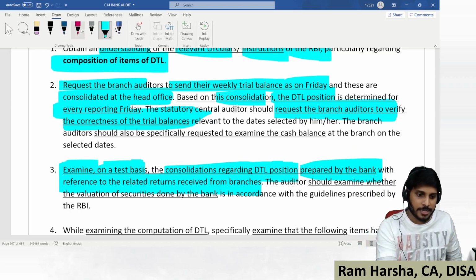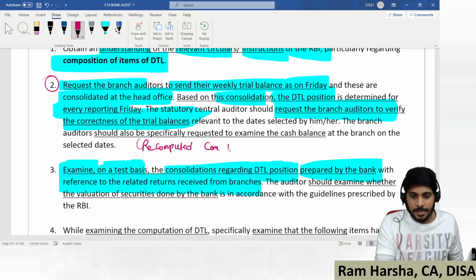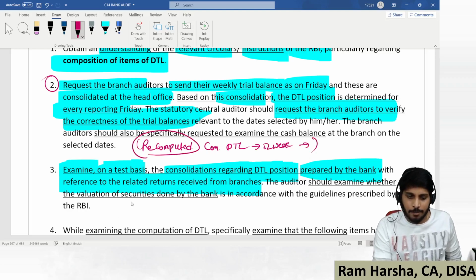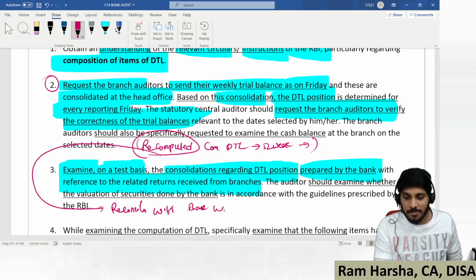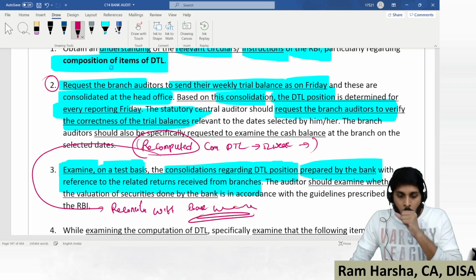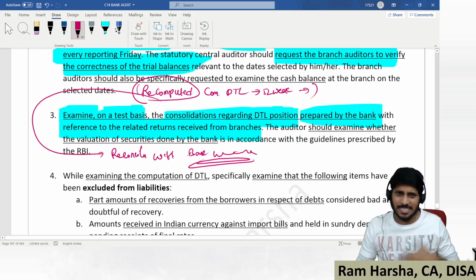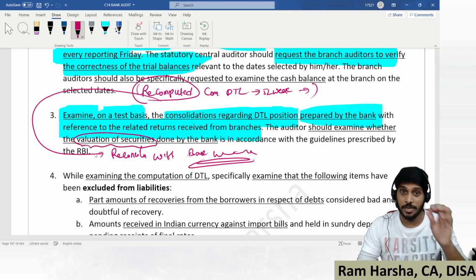Second point, what the auditor did is recomputation. He recomputed consolidated demand and time liabilities for 52 weeks by getting data from branch auditors. Now, whatever he recomputed, he is cross-verifying and reconciling with the bank's working. The bank will do some workings, right? Their workings. And moreover, SLR means nothing but they buy securities, they sell securities. Now securities will have some value. At what value are they buying and selling? So valuation also the auditor has to check.